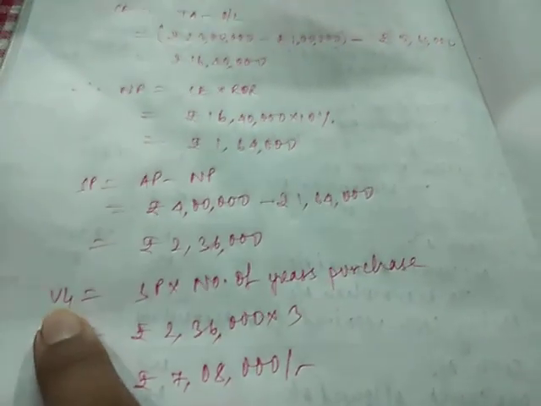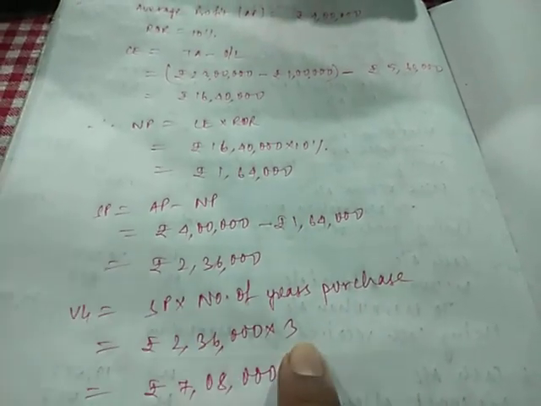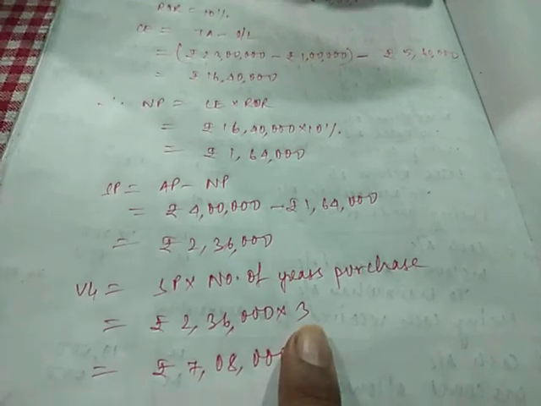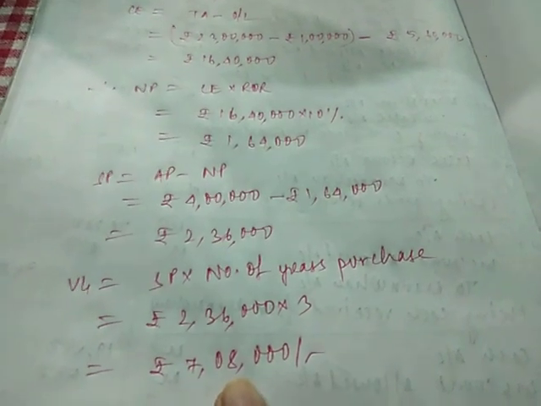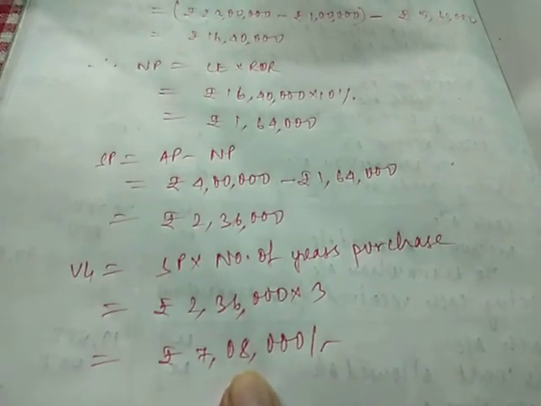Now value of goodwill is super profit into number of years purchase. Super profit is 2 lakh 36,000. Number of years purchase is 3. When we multiply it, you will get 7 lakh 8,000. That is the value of goodwill. In this way, I think you can solve the questions of super profit method.